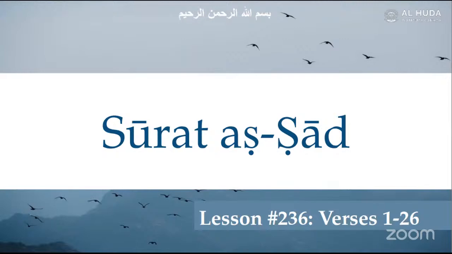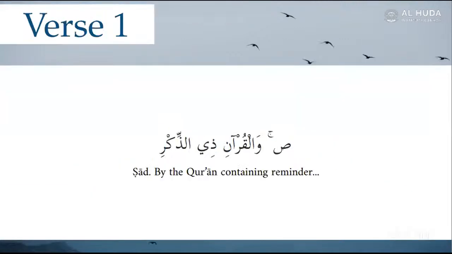Bismillahir Rahmanir Rahim. Saad. Wal Qur'ani dhi dhikr, by the Qur'an containing reminder. This letter, Saad, is of the huruf muqatta'at, the disjointed letters. And these letters display the miraculous nature of the Qur'an. The evidence of this is that these huruf are followed by a verse that mentions and exalts the Qur'an.